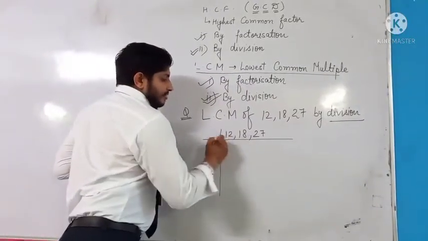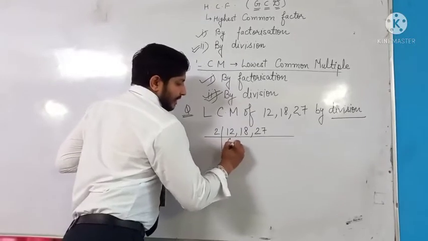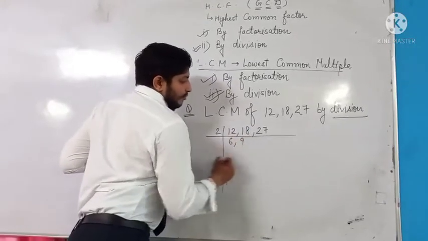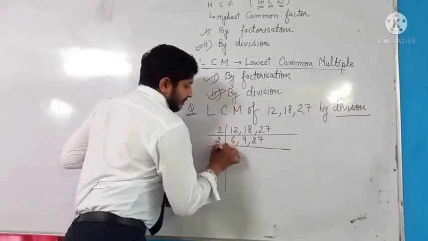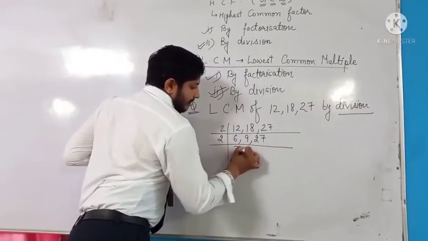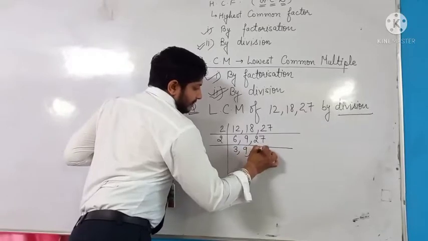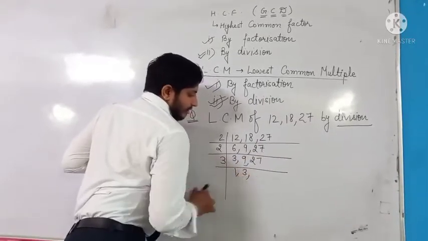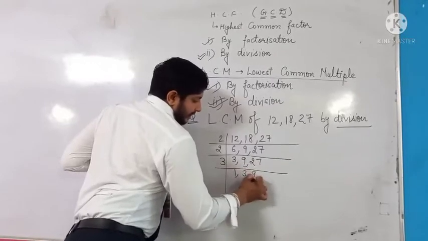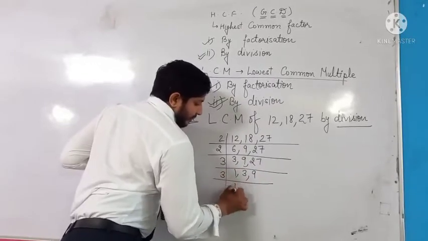Here two of the numbers are divisible by 2. First we divide by 2: 6, and 18 divided by 2 is 9. Then 27 is not divisible, so we write it as it is. Then again by 2: 3, then 9, then 27. Then by 3: 1, 3, and 27 divided by 3 is 9. Then by 3: 1.